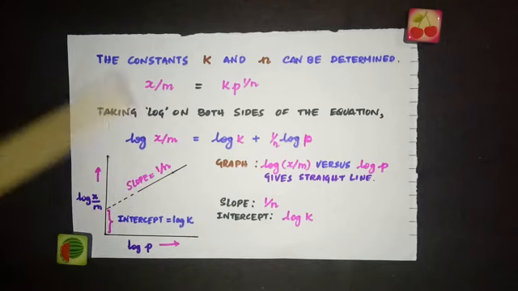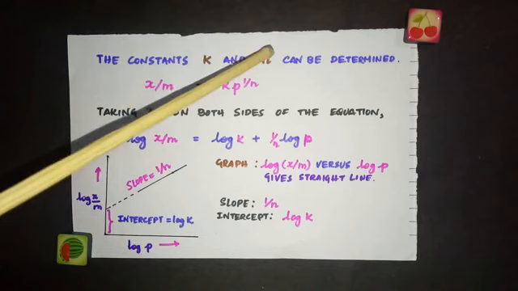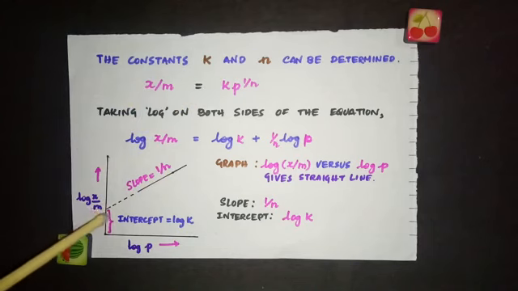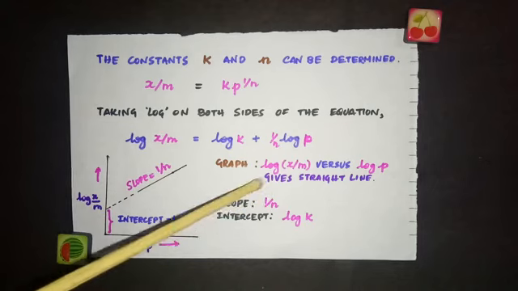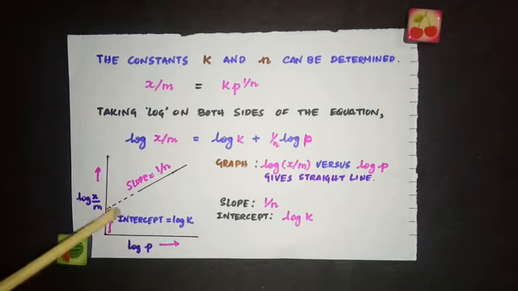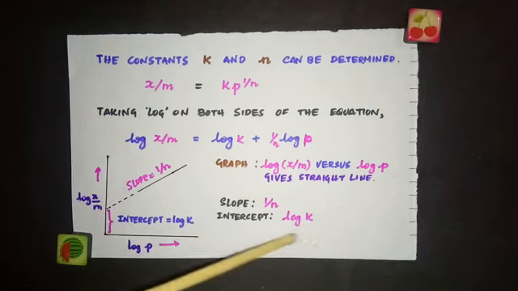From the graph, you can find out the value of K and n by looking at the intercept and the slope. The slope will give you 1/n value from which you can calculate n, and the intercept will give you log K value. From that you can calculate K value.